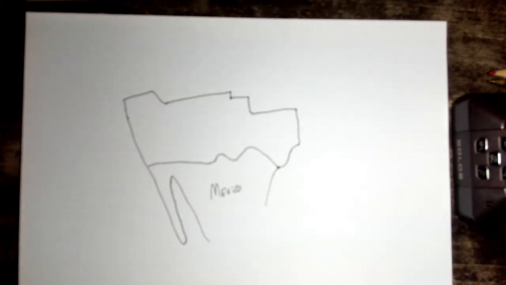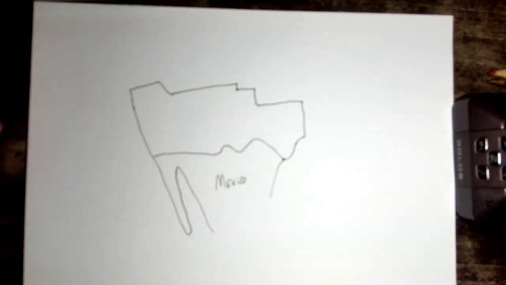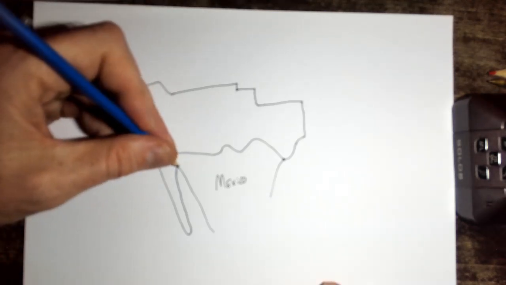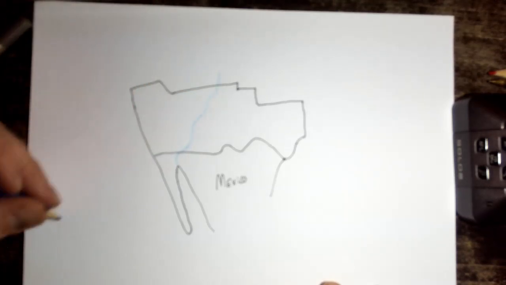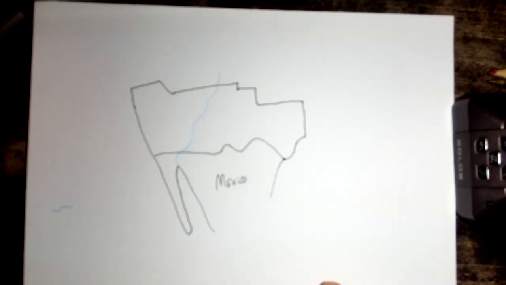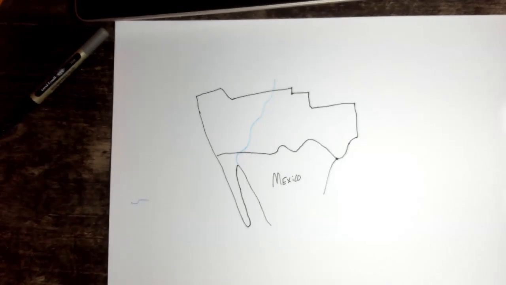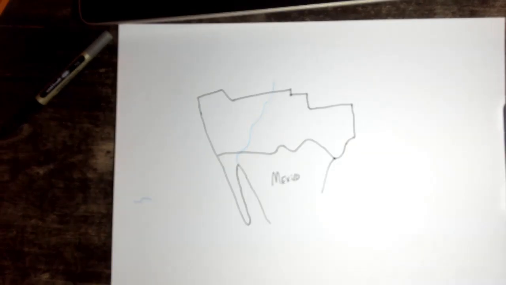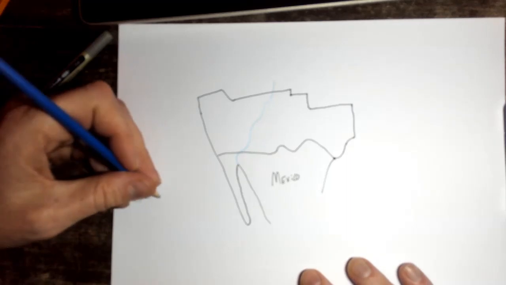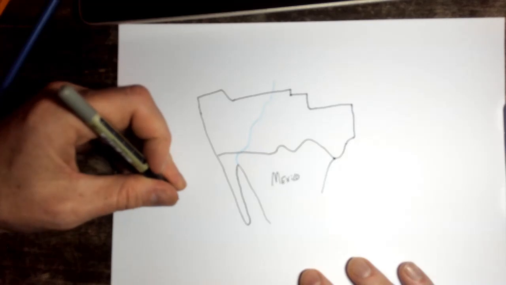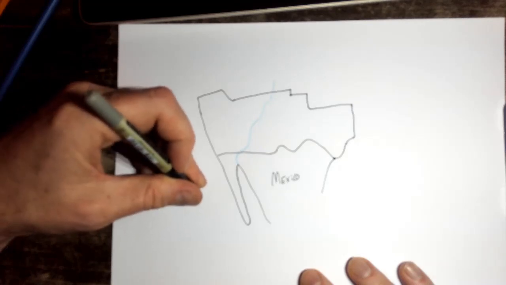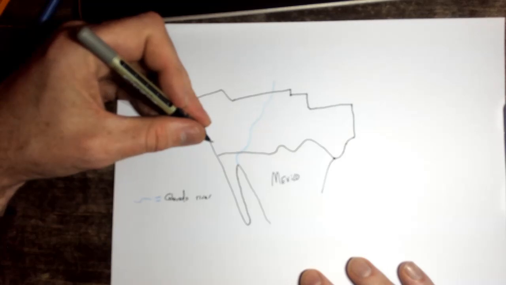We'll have to draw in some key features. So the first feature we'll draw in is the Colorado River. Equals Colorado River. Put in two urban centers.